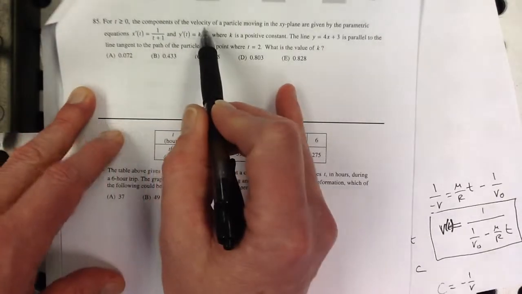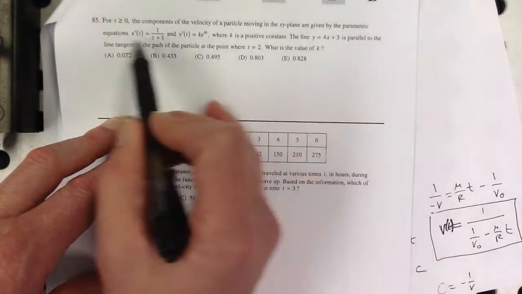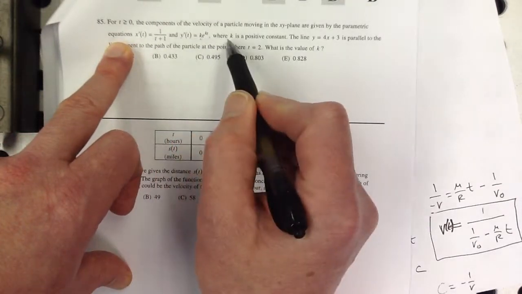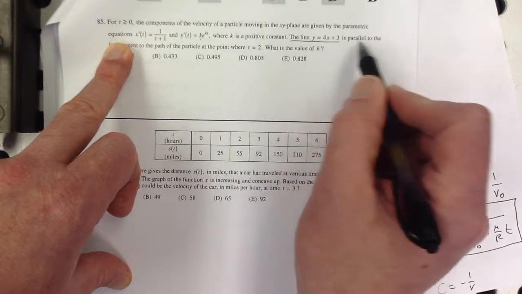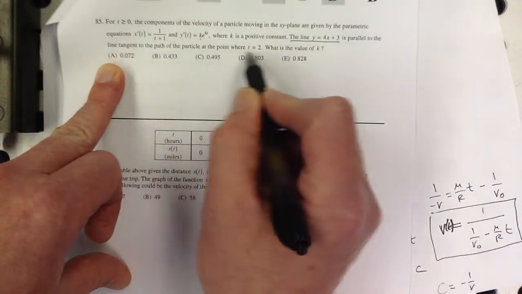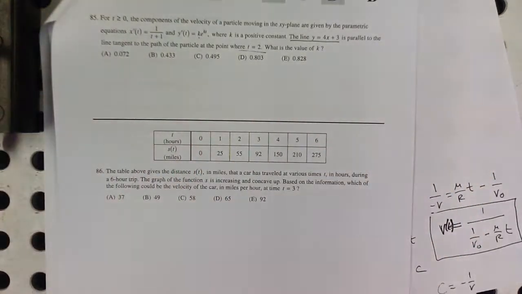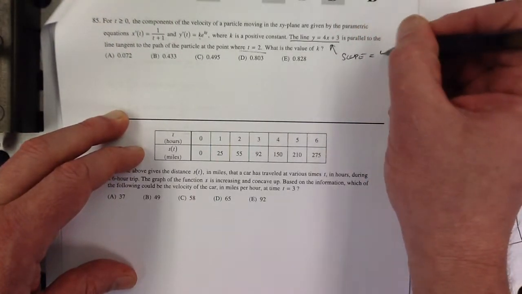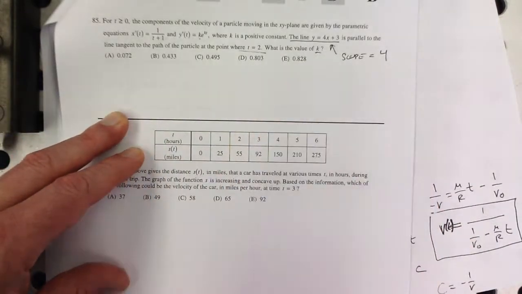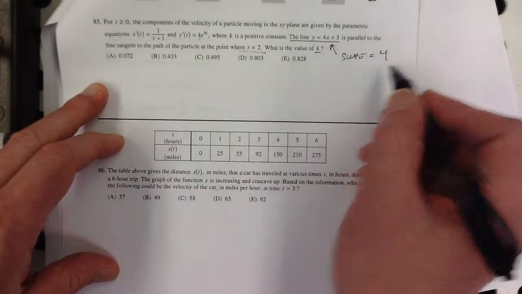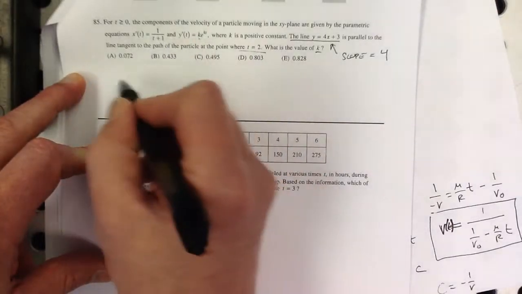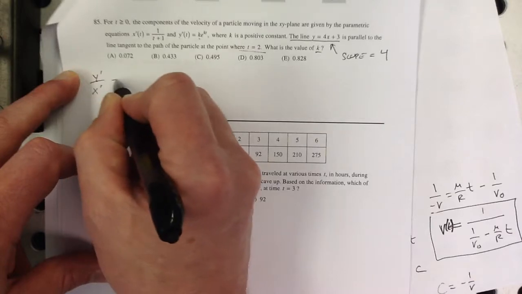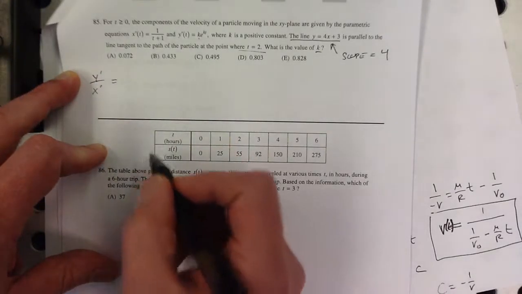85. Components of the velocity of a particle moving in the xy plane are given by these parametrics. So this is the x velocity and the y velocity, where k is a positive constant, and this line is parallel to the line tangent to the path of the particle, where t equals 2. So that means slope is 4. And so they want to know what's the value of k. Well, slope is equal to dy dx. So if I've got parametrics, that's y prime over x prime, or dy dt over dx dt.